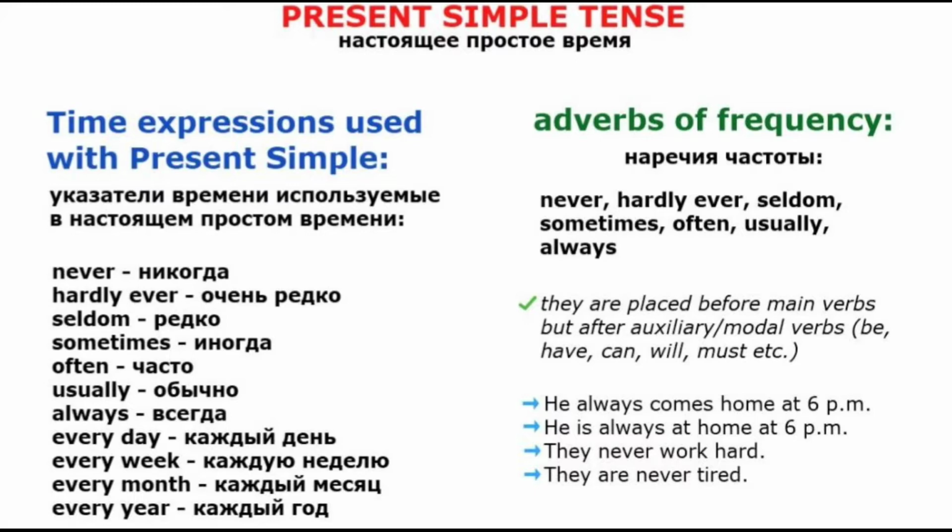He is always at home at 6 p.m. He is always, but not he always is, because we put always after the verb to be. They never work hard. They are never tired. Never before work, but after are.